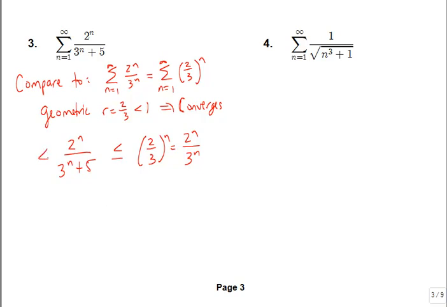And then these are obviously going to be positive because we're using all positive terms here and positive exponents. So this is true for all n. So as we have shown here, we have a bigger series which we know converges. So that forces the smaller series to have to converge as well by the comparison test.